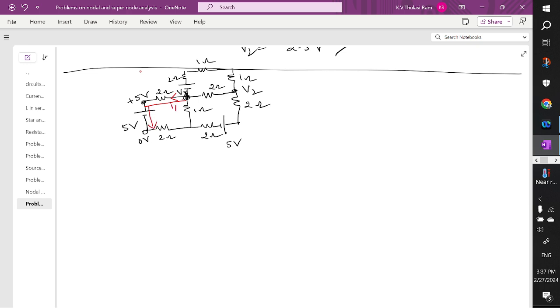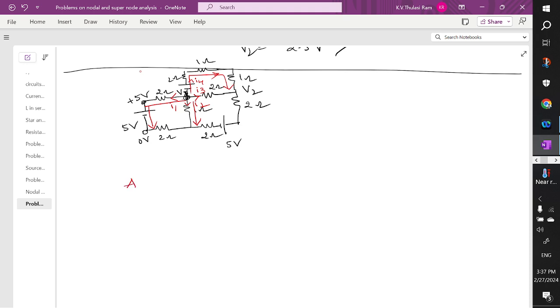Mark this current as I1. So current flows from high potential to low potential to this node. Mark this current as I2. Current flows from high potential to low potential. Mark this current as I3 from V1 to V2, and current flows in this branch also. So mark this current as I4. Similarly, we will try to apply it at node 2.